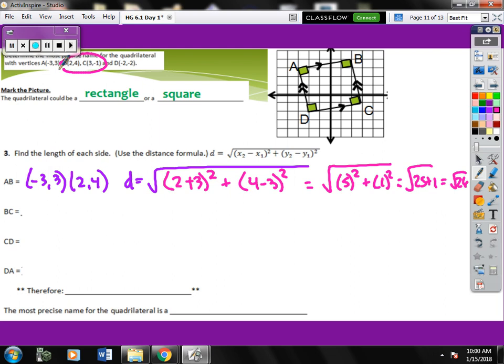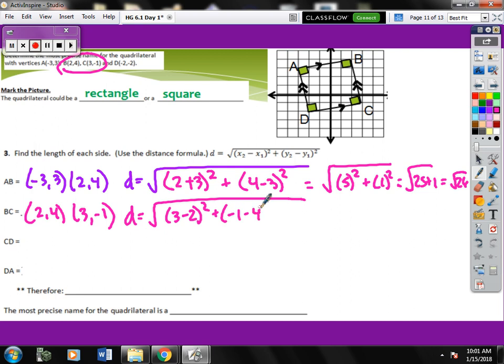So for BC, that would be 2, 4, 3, -1. Plug in. Remember, when you square a negative number, it becomes positive. So don't think this will be a -25. This will be a positive 25. Yes, I know this is tedious and time-consuming. But in order for you to actually verify that it is a square, you have to prove all 4 sides are the same number.